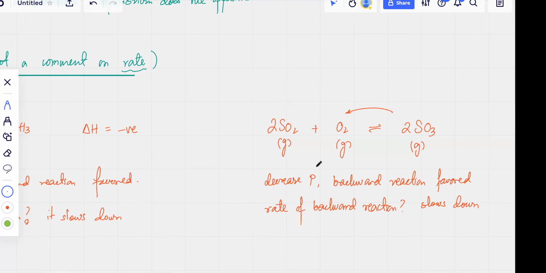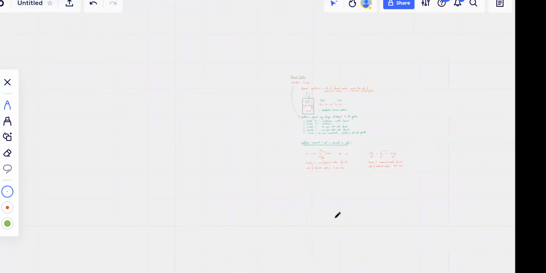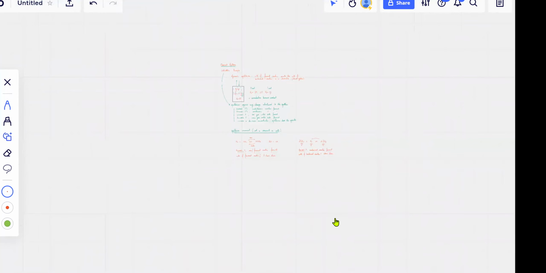Whenever you decrease pressure, all reactions slow down, whether it's the forward or the backward reaction. But if the backward reaction is being favored, that just means that even though all of them are slowing down, the backward is still faster compared to the forward reaction. Okay? Is this clear? Yes, sir.